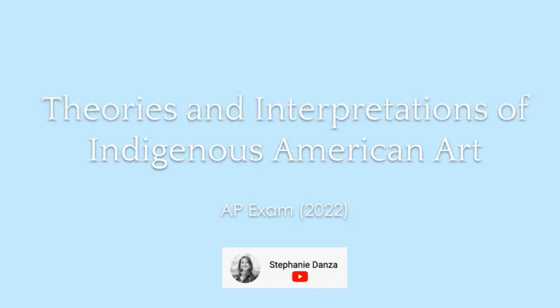Theories and interpretations of Indigenous American art. The study of art history is shaped by different theories and interpretations of art and art making that change over time and may be generated both by visual analysis as well as by scholarship. These theories and interpretations may be used, harnessed, manipulated, and adapted in order to make an art historical argument about a work or a group of works of art.